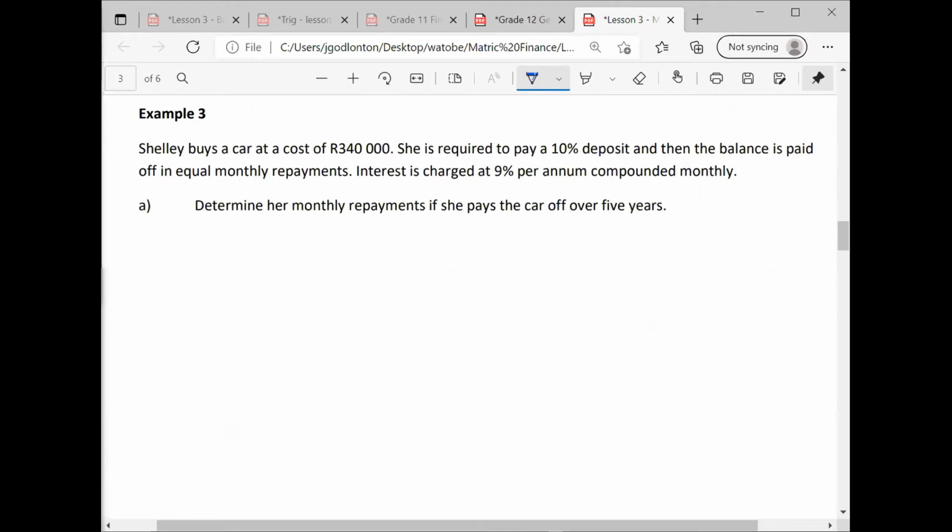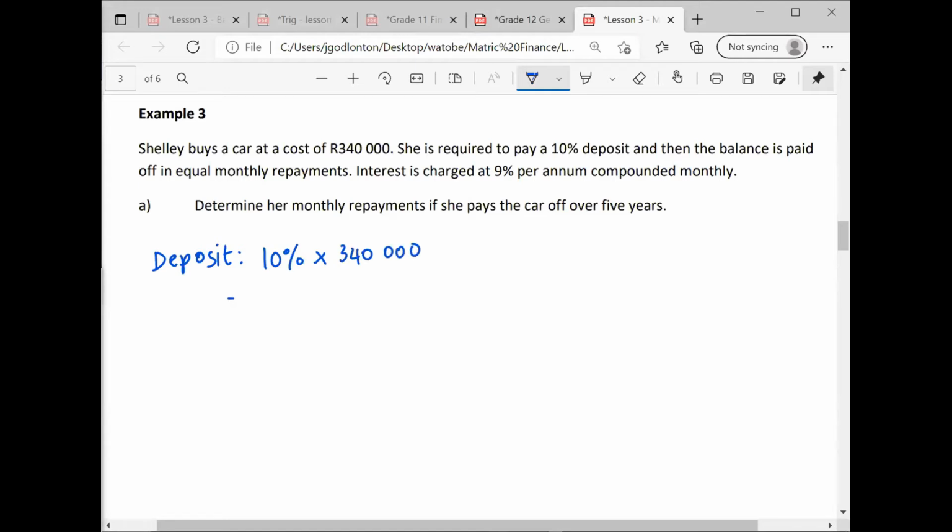Okay, so can someone tell me what the first thing I would have to do in this question is? Because I have to do something before I can put it into a formula. Ma'am, do you first calculate 10% of 340,000? Thank you. That is glorious. Okay, so the first thing we're going to do is find out what our deposit is. Excellent.